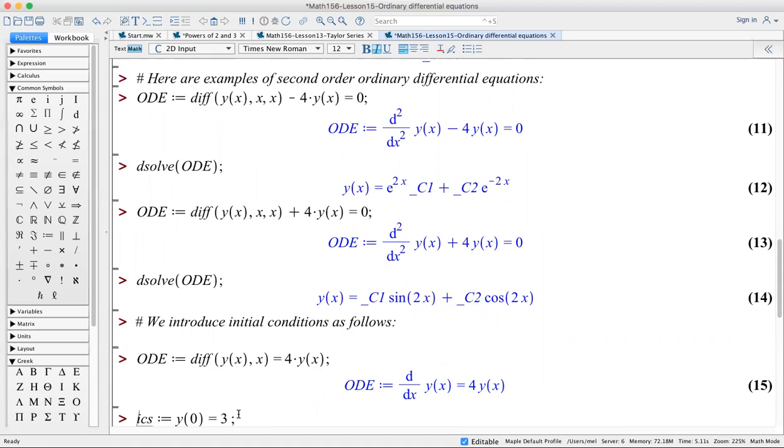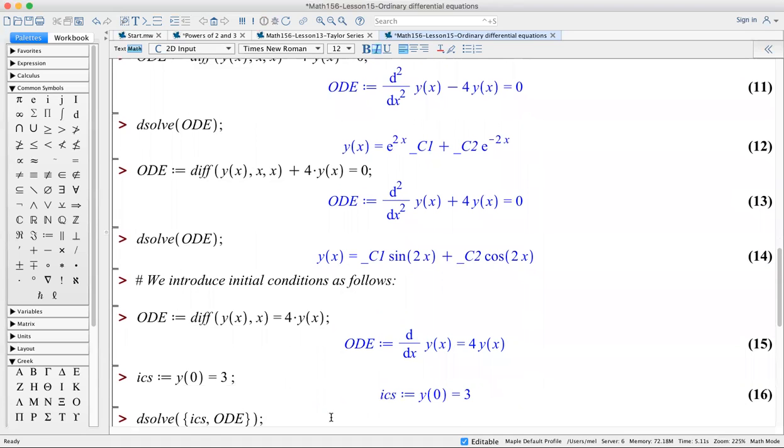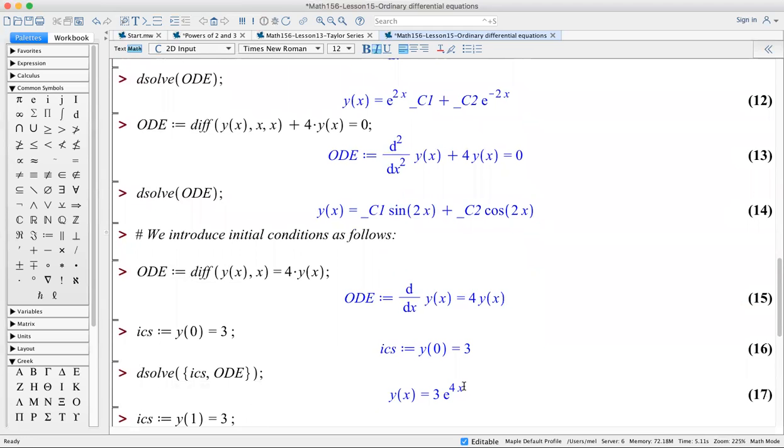But now I impose this initial condition. The initial condition says my solution should also satisfy that when x is equal to 0, the value of the function is 3. So here's how we write it. This is the syntax for solving an ordinary differential equation with an initial condition. And what is the solution? 3e to the 4x. How do you check? Well, when x is 0, this is 3. And when you differentiate, you get 4 times y.